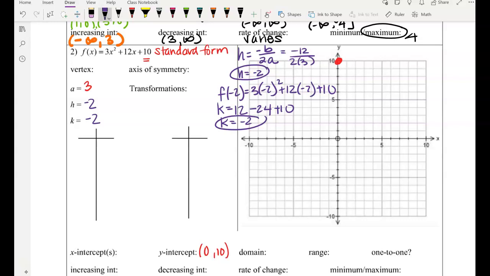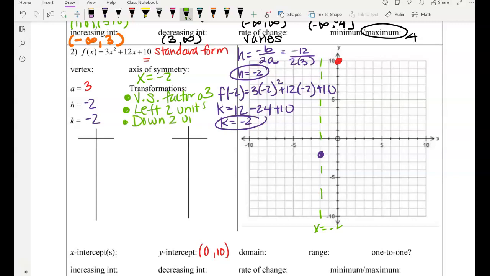Now, that vertex, so negative 2, negative 2. That means the axis of symmetry is going to be at x equals negative 2. Let's fill that in. Transformation, a, h, and k is all you need for transformation. A value is 3. That means it is a vertical stretch factor of 3. H is a negative 2, students, so it's going to go left 2 units. K is a negative 2, so that's going to go down 2 units.